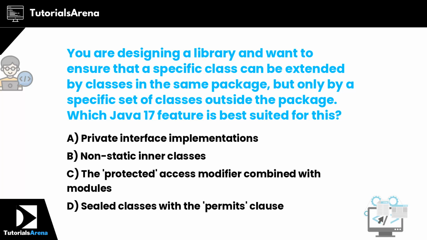You are designing a library and want to ensure that a specific class can be extended by classes in the same package, but only by a specific set of classes outside the package. Which Java 17 feature is best suited for this? Answer is D. Sealed classes with the permits clause.